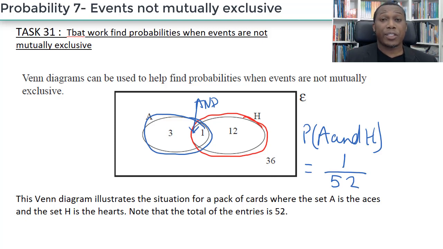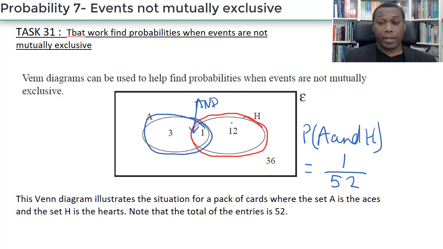They gave us the 52, but if they didn't give us the 52, how can you get it? You can actually add all the numbers up. Okay? There's 36 cards that are not aces and/or hearts. So those are cards in the other suits. That's what the 36 means, because it's not in either of the circles. It's not an ace, it's not a heart. There's 36 cards like that.